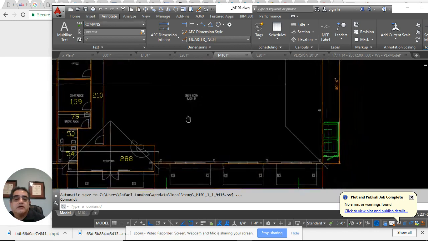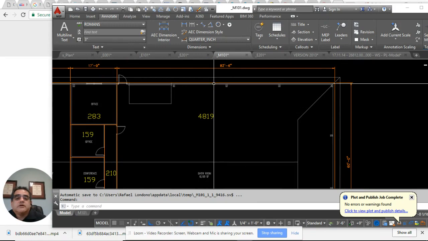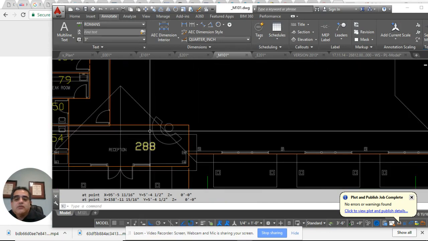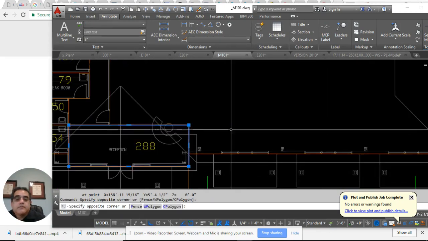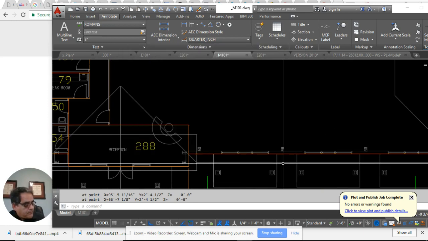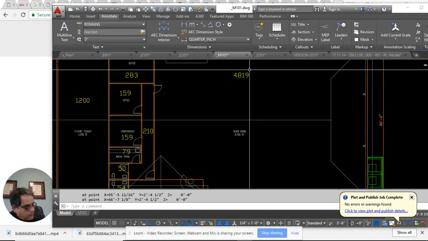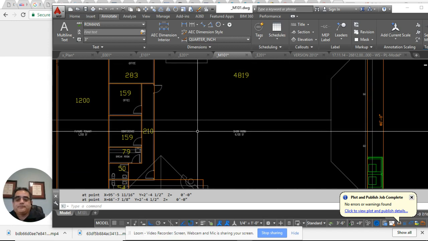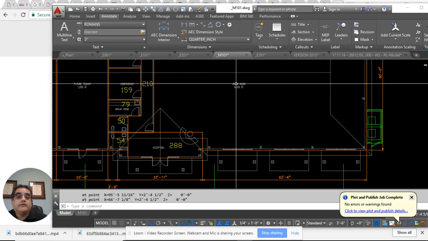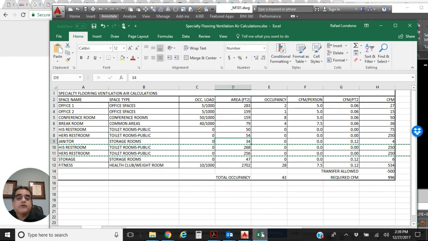6100. I don't know where they get the other 100, but let's just double check it here. Make sure I didn't make a mistake. We're going to list this one is 4819, and we're going to list this one, and that is 288. So 4819 plus 288 gives me 5107. I don't know where that 6100 came from, but whatever. This is how I'm going to calculate it. Of course, that's why I measure.